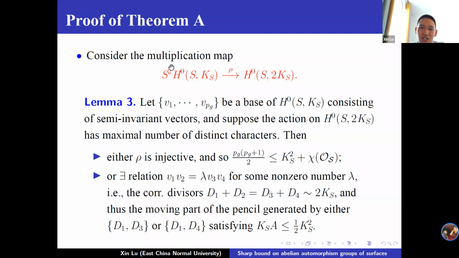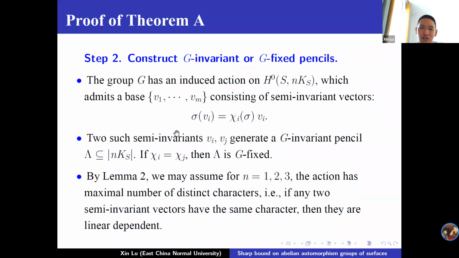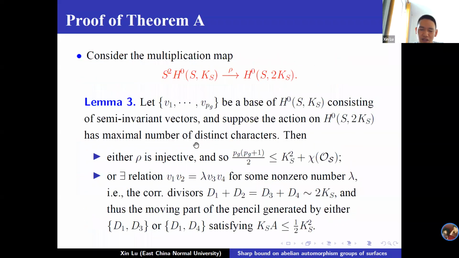So by considering such a multiplication map, we can get what we required in Lemma 1. Yeah, and then if we have this equality, either we get a linear pencil we required, or this multiplication map rho is injective, and in this case we have this equality. From this equality we can get that PG cannot be large.